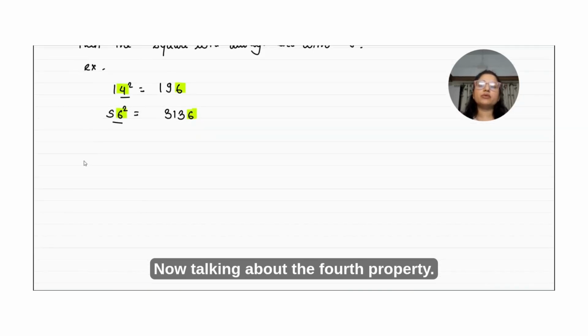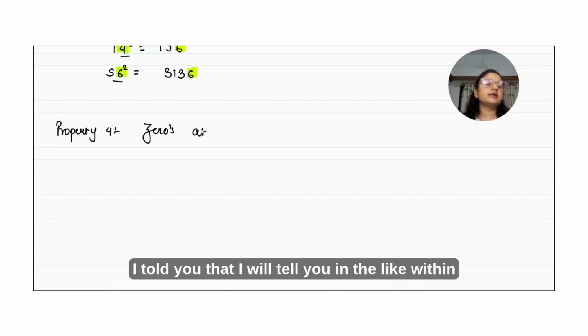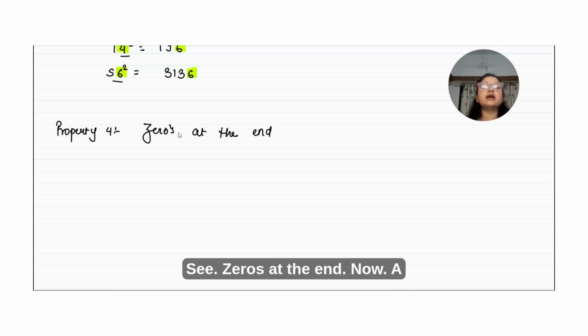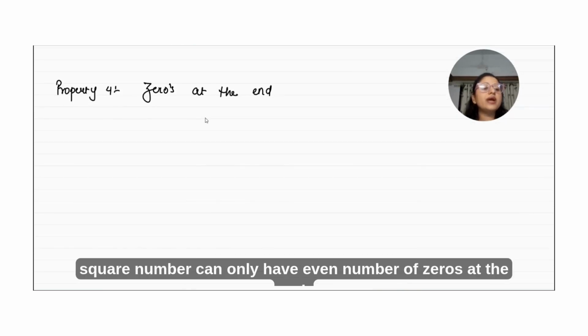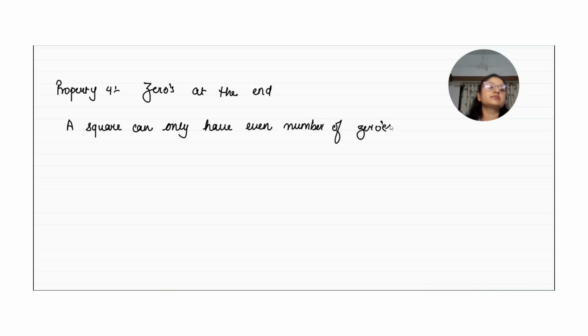Okay. Now talking about the 4th property. Property number 4: zeros at the end. I told you that I'll tell you within the class only about the zeros at the end. See, zeros at the end. Now, a square number can only have an even number of zeros at the end.